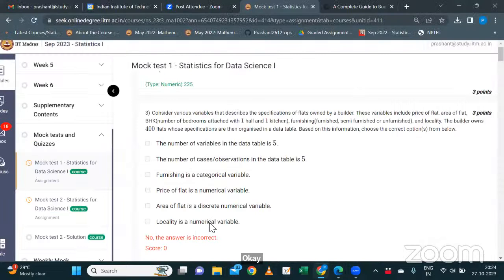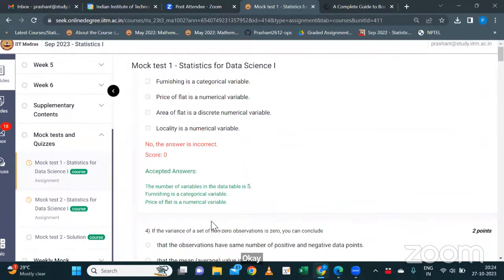Next, locality is a numerical variable. Is it true? No. Locality is something on which we can't perform any arithmetic operation, right? It's a categorical variable. Is it clear?